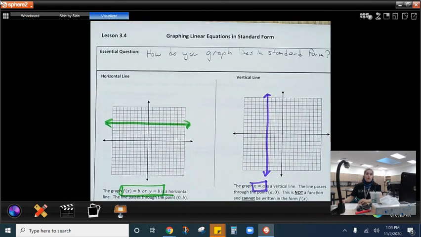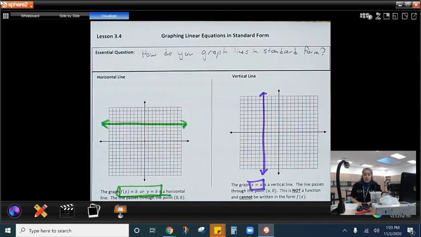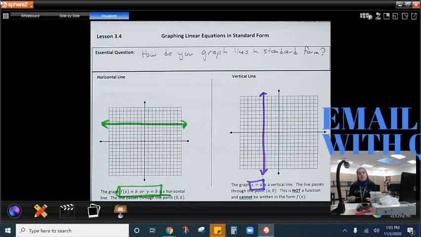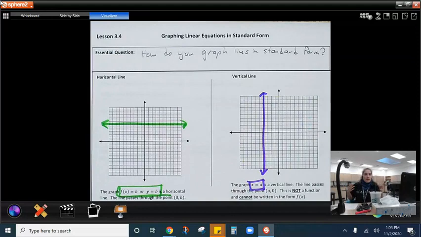Hello, algebra. So we are looking here at lesson 3.4, which is graphing linear equations in standard form. We looked at function notation just the other day, so now we're going to look at, well, what if we have something that's not y equals mx plus b, or in that case, f of x equals mx plus b.